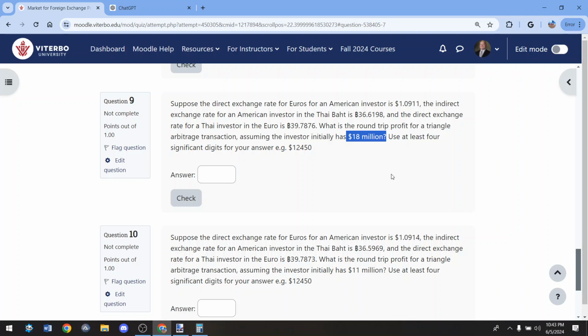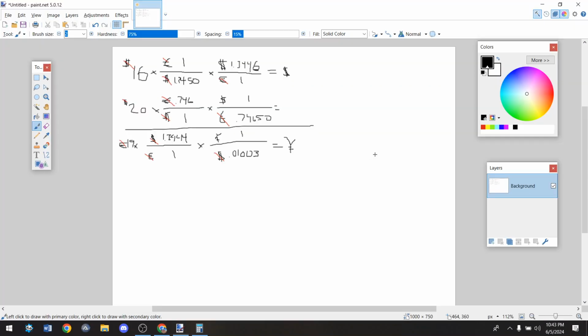So let's draw out the map. We're starting with dollars. So we start with dollars, and what did it say? It was 18 million. So we've got $18 million. Okay, and then dollars on the bottom, euros on the top. Then euros on the bottom, Thai baht on the top. Then Thai baht on the bottom, dollars on the top.